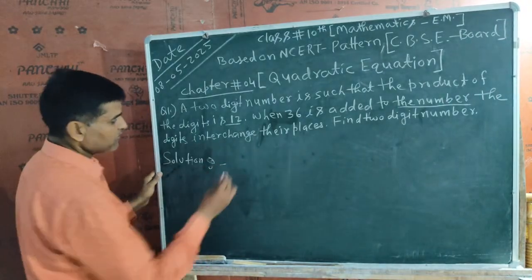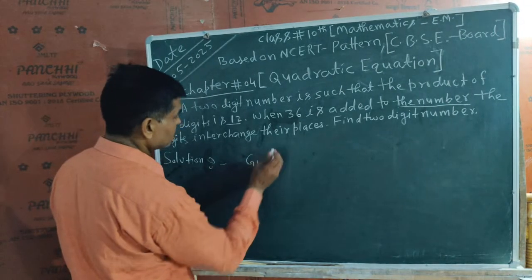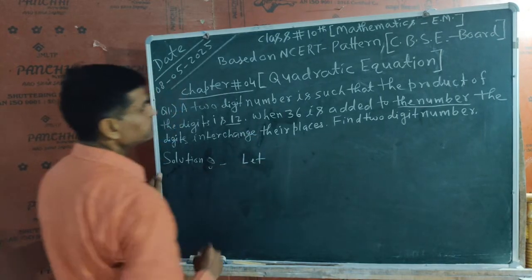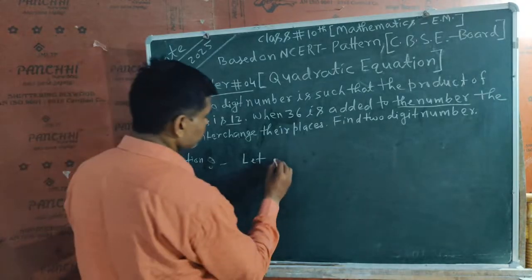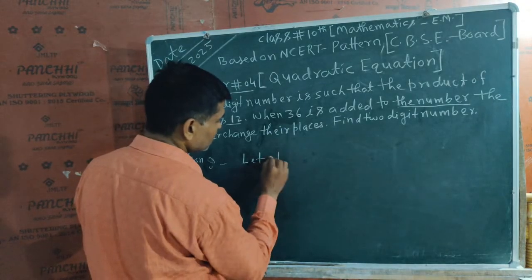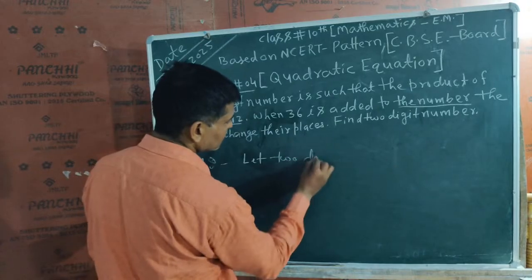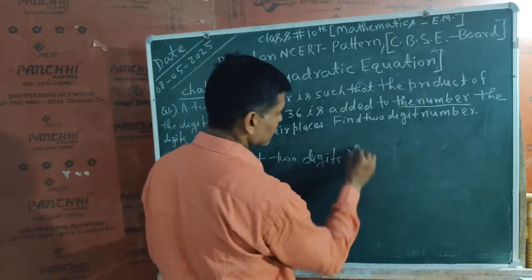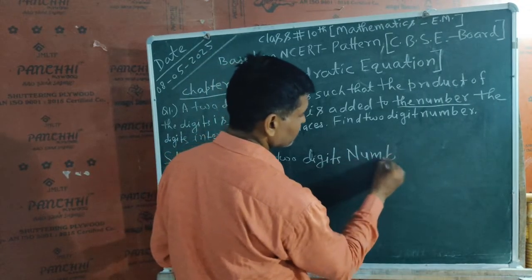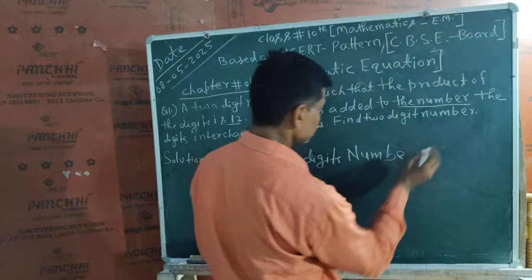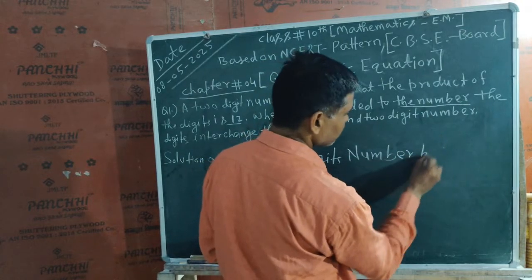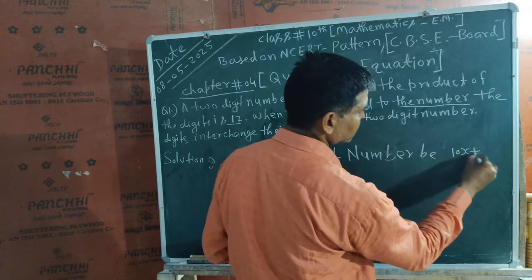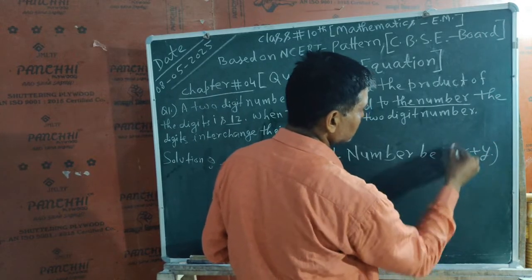So, given information. First of all, I will say, let the 2-digit number be 10x plus y. I have assumed this.